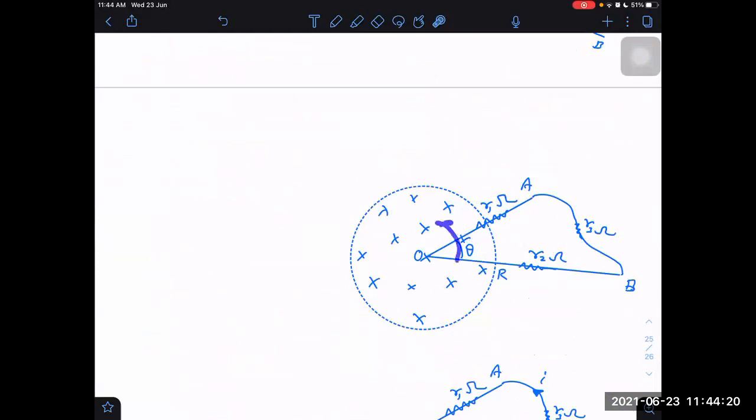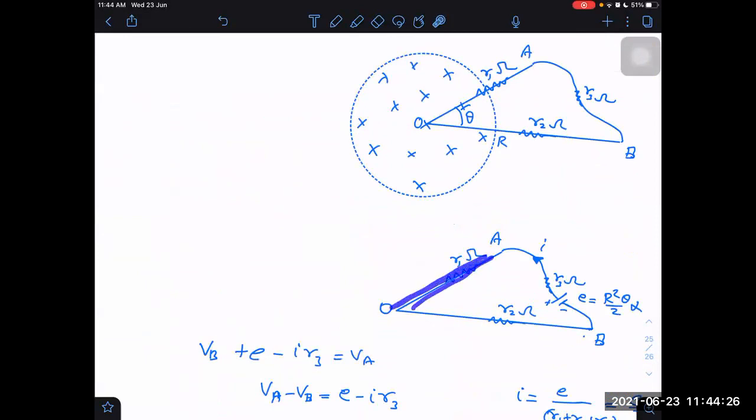EMF is only because of induced EMF, which is induced because of the electric field lines. That is still zero. That's why I'm not representing any battery here. But if EMF is zero in this place, it doesn't mean that the potential difference is also zero. Potential difference is existing.